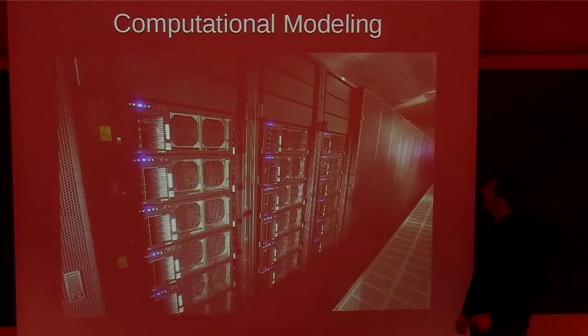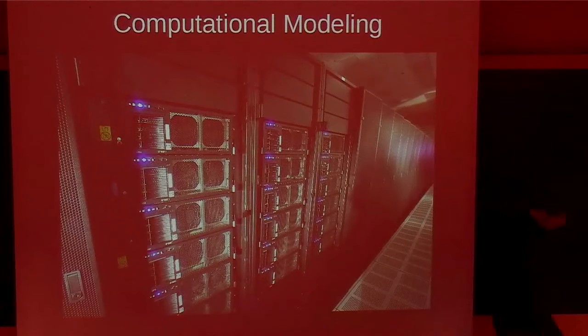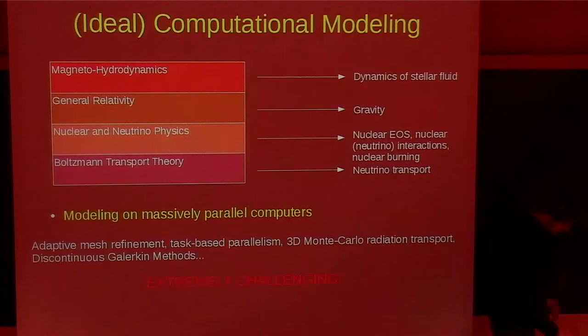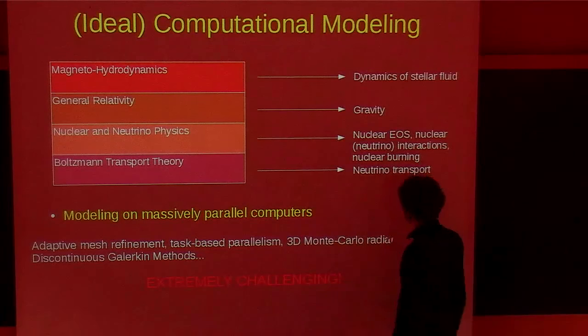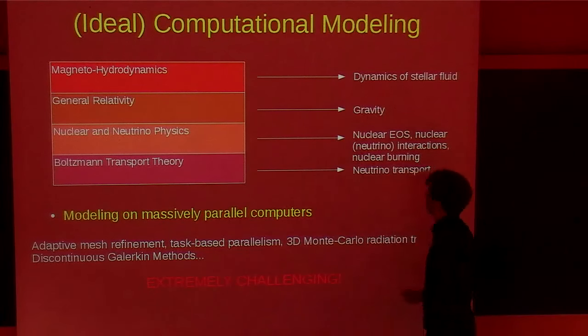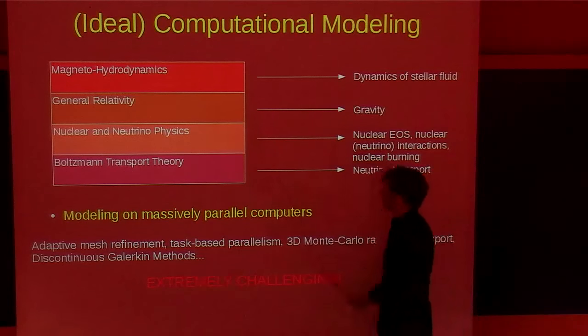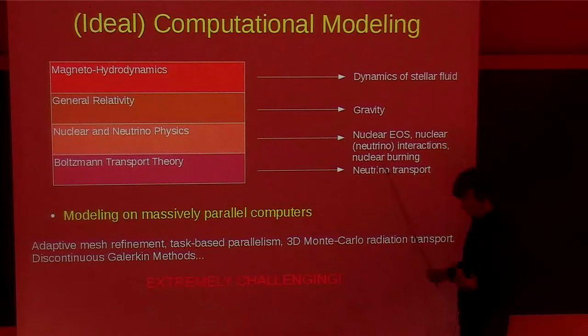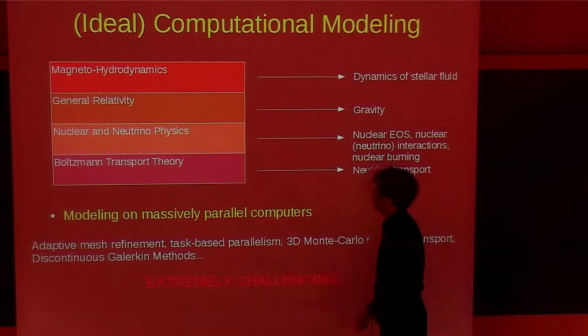Now, the computational modeling, I will briefly show you what we are doing or we are not doing. So, in an ideal world, we would like to model the full magnetohydrodynamics. And it means because we want to model the dynamics of the stellar fluid, of course, we have to include general relativity, obviously, because of gravity. And once we form a black hole, we need full general relativity.